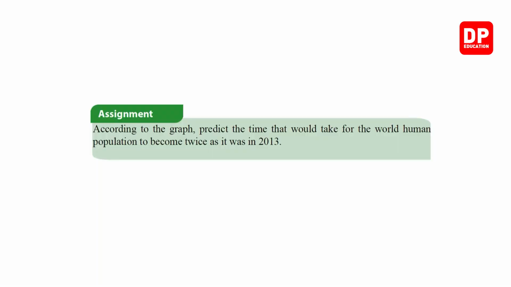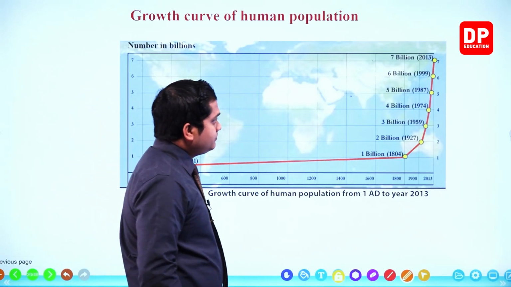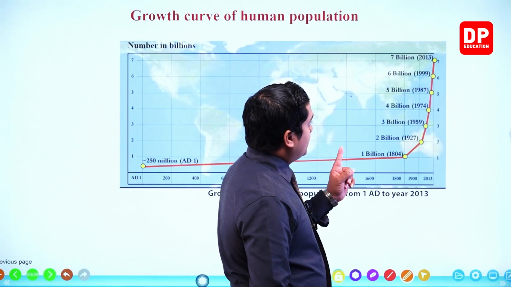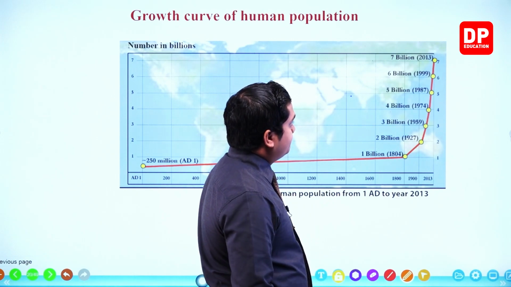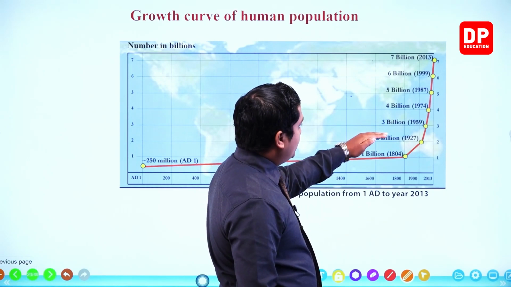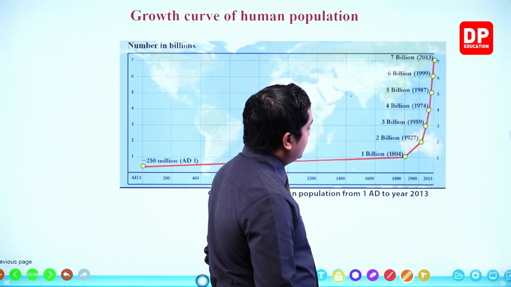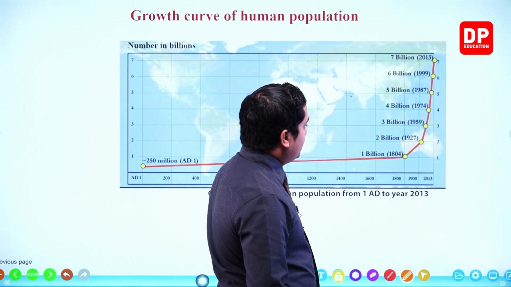So you are given an assignment. According to the graph, predict the time it would take for the world human population to become twice what it was in 2013. So let's see the graph. 2013, 7 billion. Let's see from here to here, from 1 to 7 billion, the time period is given, 1 billion to 2 billion.